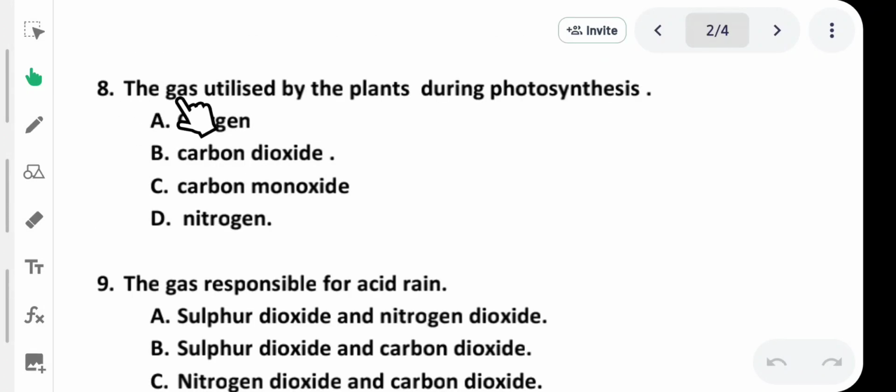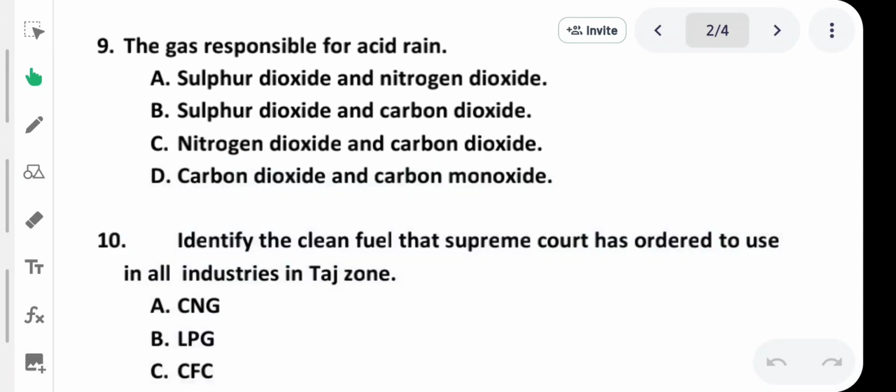Next question: the gas utilized by the plants during photosynthesis: oxygen, carbon dioxide, carbon monoxide and nitrogen. Here nitrogen and carbon monoxide are not related to photosynthesis, whereas oxygen is released during photosynthesis. Hence the utilized gas is carbon dioxide from the environment during photosynthesis in the plants. Answer is option B.